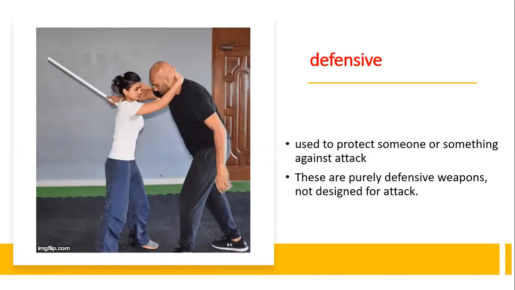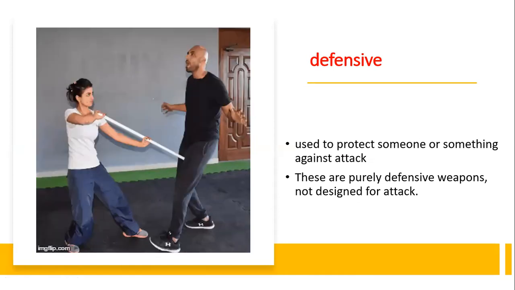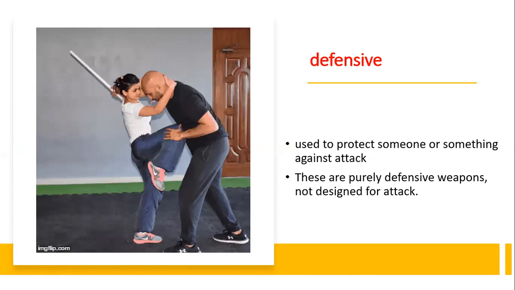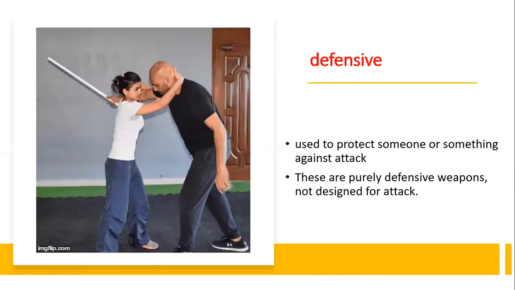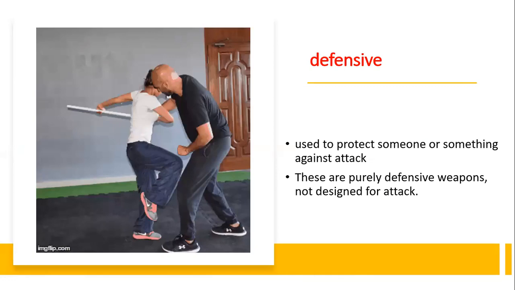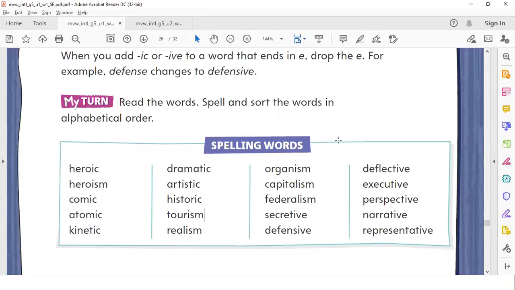Yusuf Rafa, start reading, please. To protect someone or something against attack. Very good. Now, is defensive a noun or an adjective? When I say the defensive player defended the goal. Adjective. Very good. How many syllables are there? Three syllables. Very, very good.